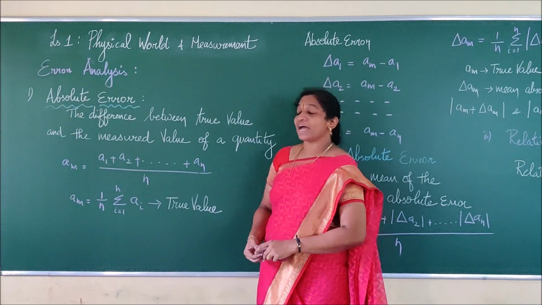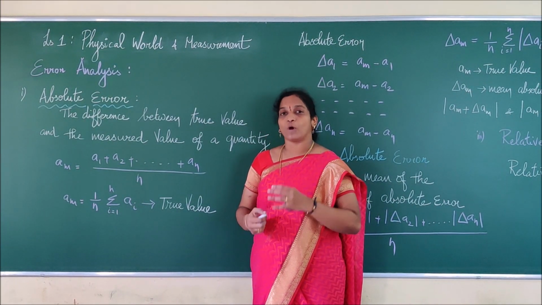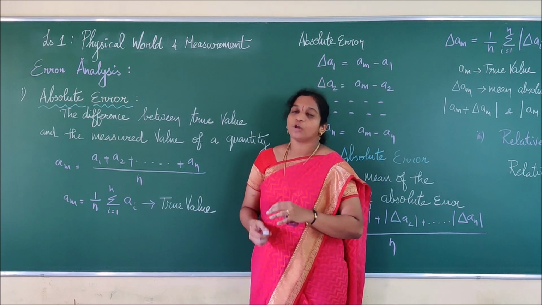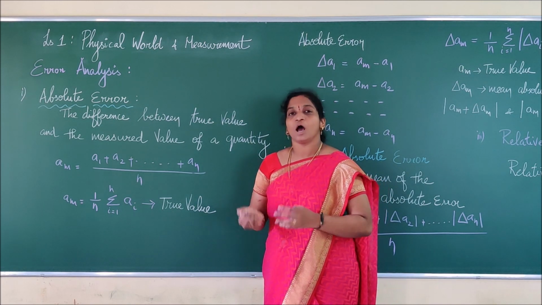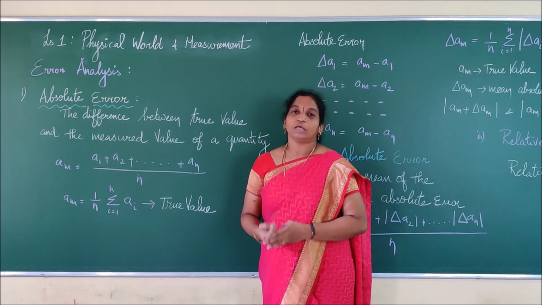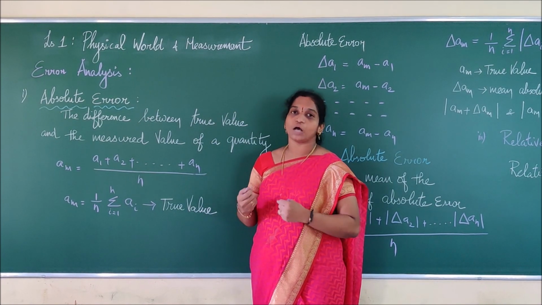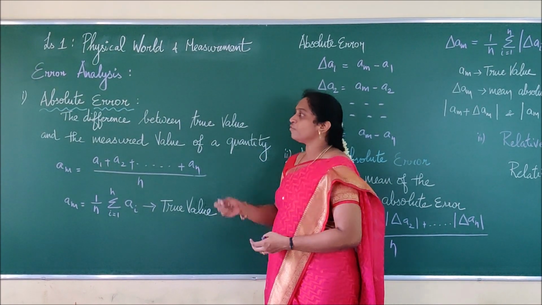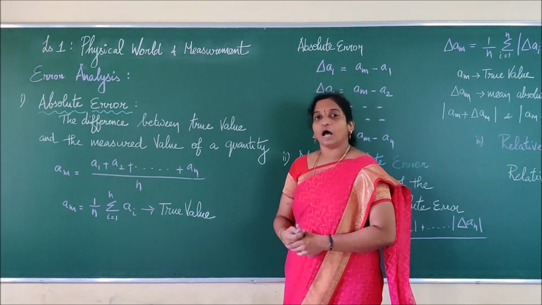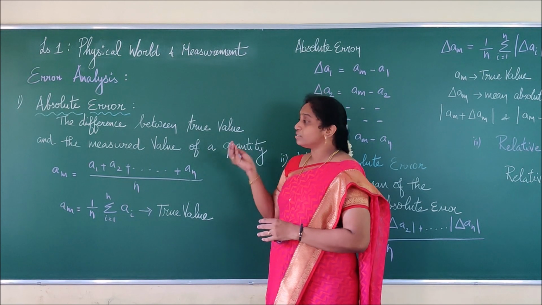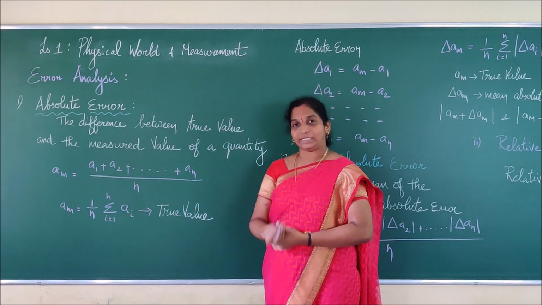Now we are going to study error analysis. We have studied in detail what an error is and its types. Now we are going to study how to eradicate the error if any measured value is taken. We call that error analysis. The first one is absolute error. What do you mean by absolute error? Absolute error is the difference between the true value and the measured value of a quantity.